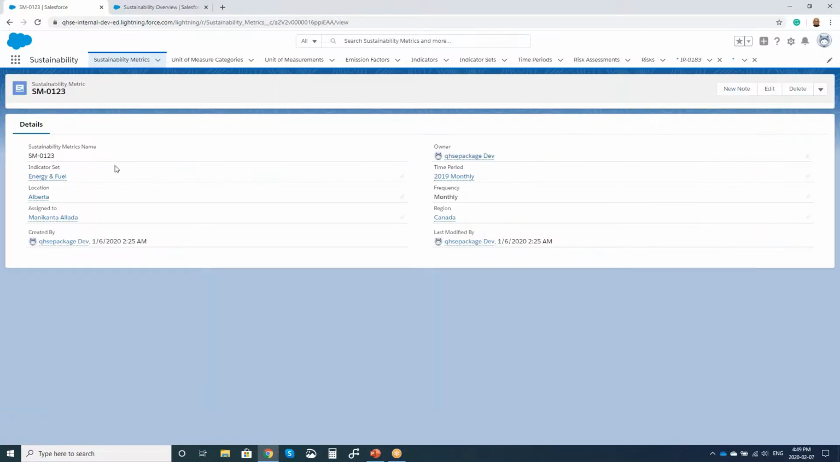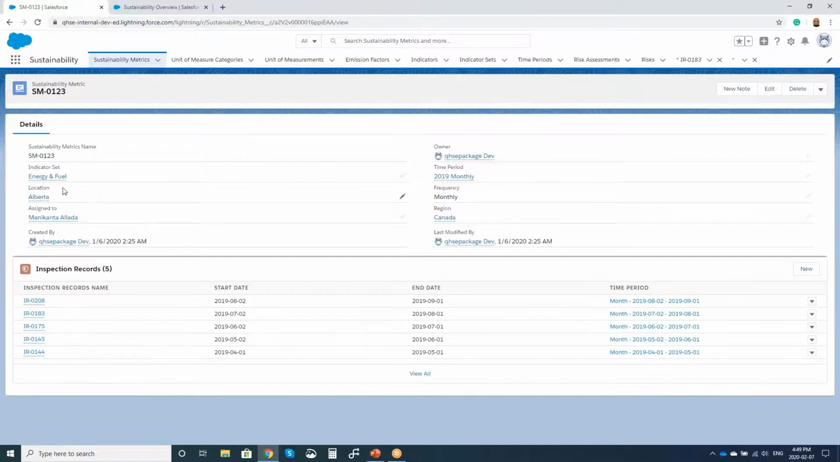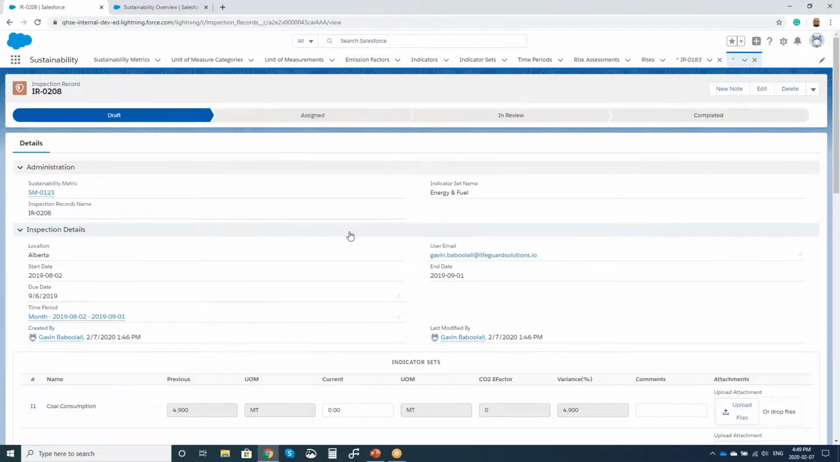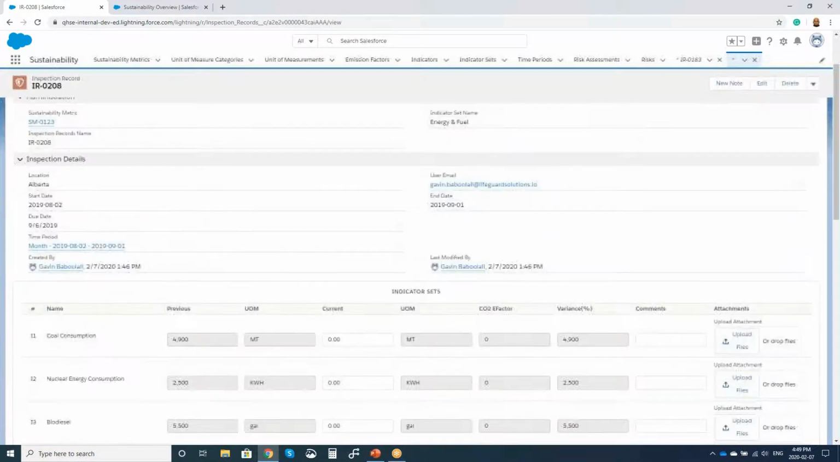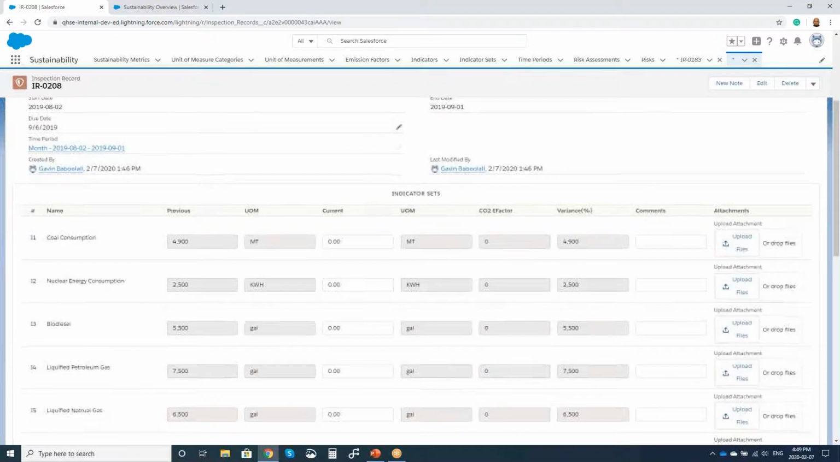So specifically for Alberta, I'm looking at my indicator set for energy and fuel. This is a capture that's happening for, in this case, 2019. As we can see here, here are our monthly records, and this is the one that we're going to be editing today. If I go into my individual record, what I'm going to start to see on this specific entry is all the information that I need to enter.